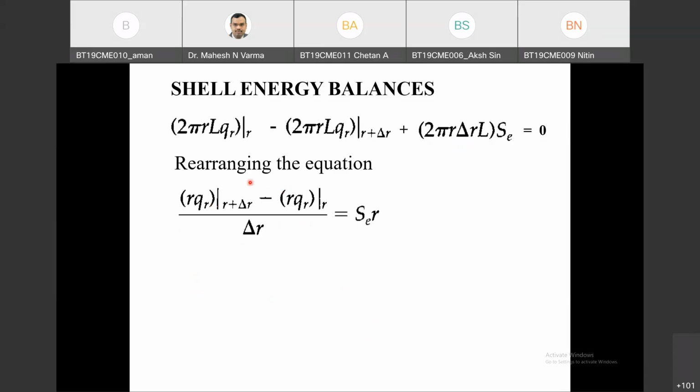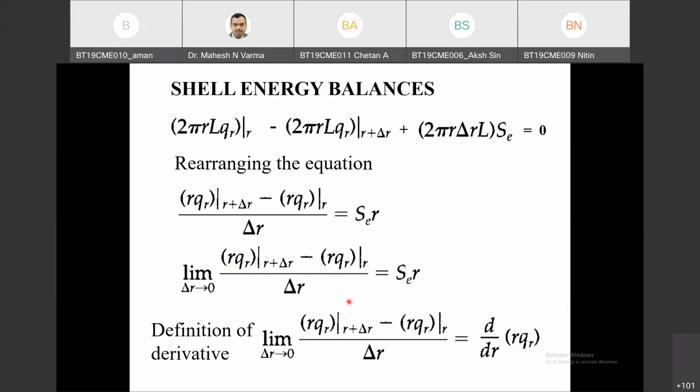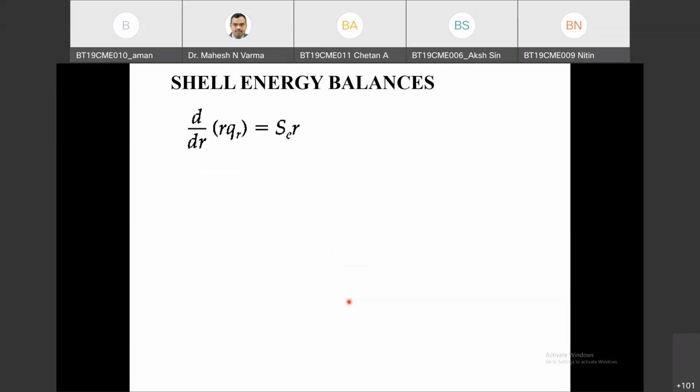Now here we can use the definition of differentiation. Using the definition of differentiation, limit delta r tends to 0, this is defined as d by dr of r into QR. So this is the equation. Everybody got this?